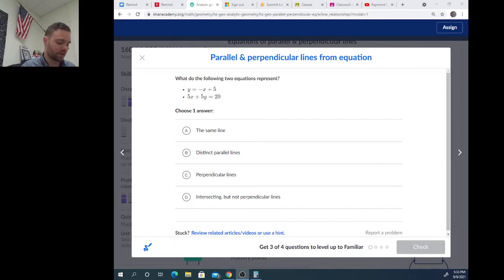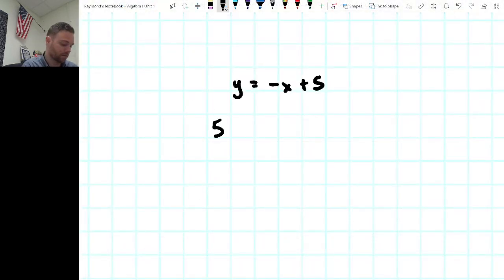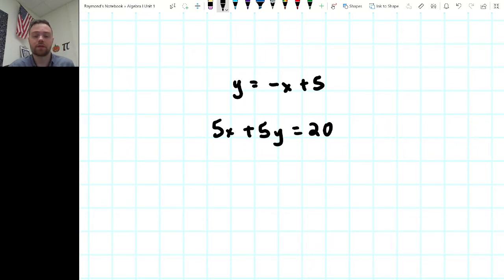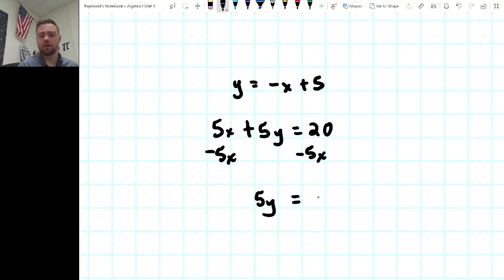So we've got two lines here, and we want to put them in y equals mx plus b form, or point slope form. So my first line is y equals negative x plus 5, and my second line is going to be 5x plus 5y equals 20. And what I want to do is solve this second equation for y. So what I'm going to do is rearrange this formula. I've got an addition here, so I've got to get rid of this 5x. So I'm going to subtract 5x from both sides of this equation. So I get 5y equals negative 5x plus 20.